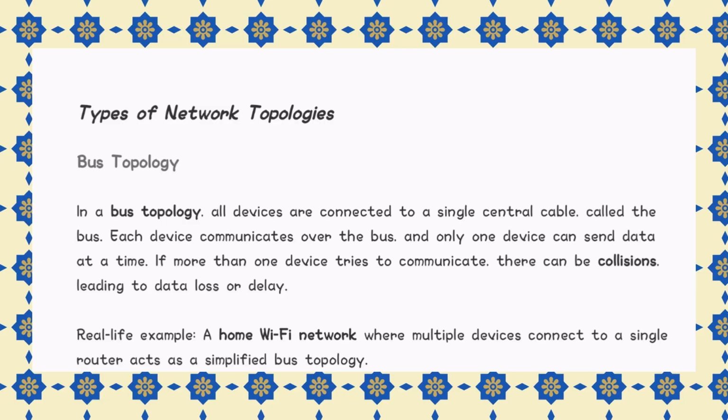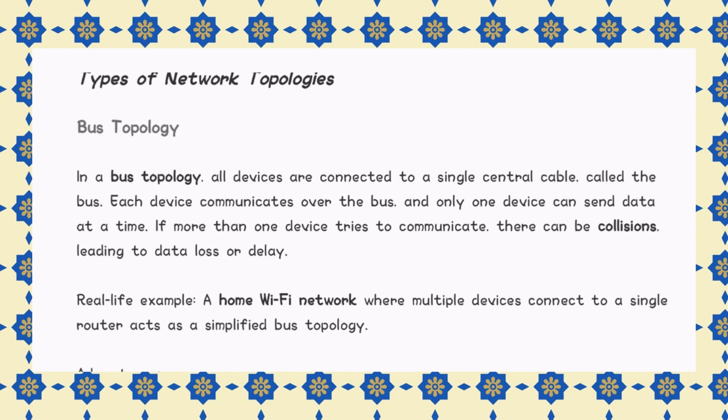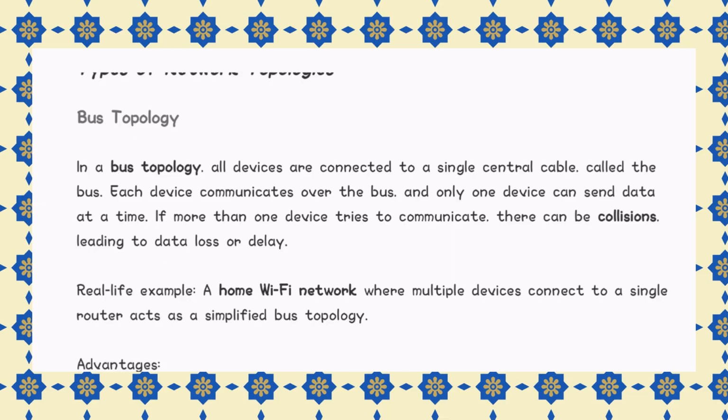In a bus topology, all devices are connected to a single central cable called the bus. Each device communicates over the bus, and only one device can send data at a time. If more than one device tries to communicate, there can be collisions, leading to data loss or delay. Real-life example: a home Wi-Fi network where multiple devices connect to a single router acts as a simplified bus topology.